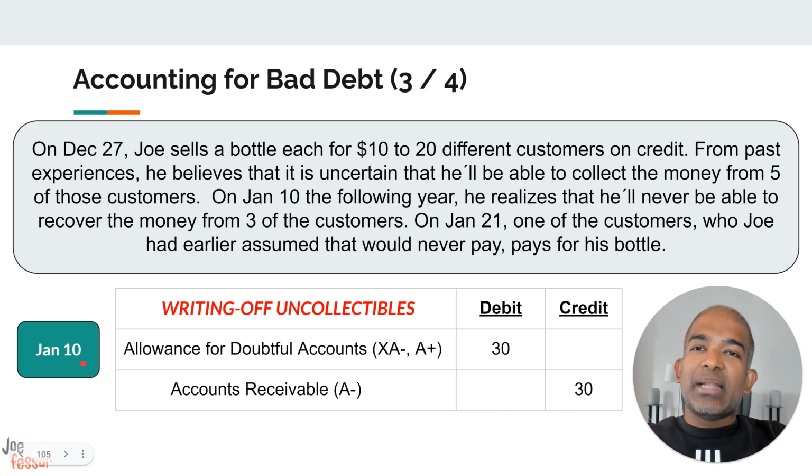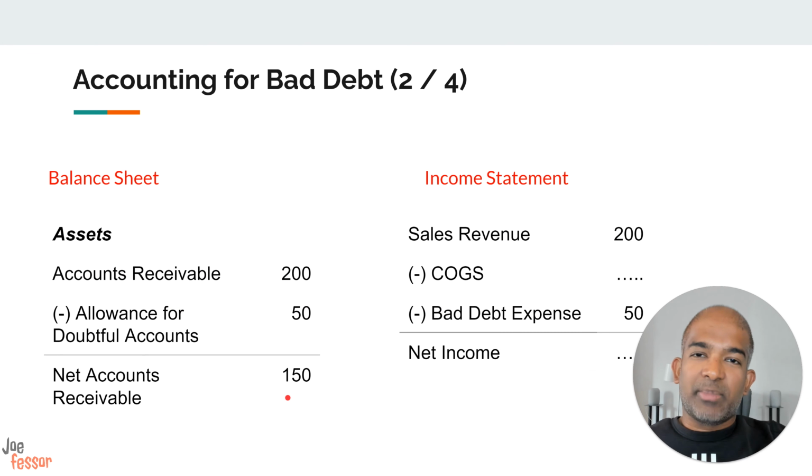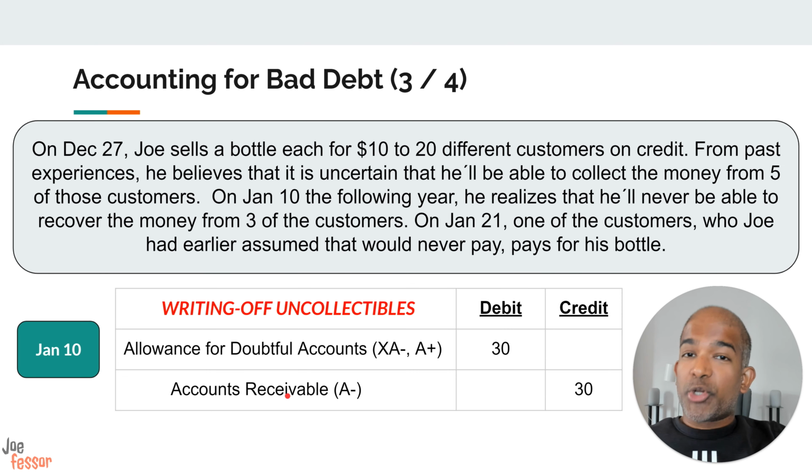So how do we write off something that is definitely uncollectible? In the previous step, when we had an estimation, we created this allowance account to take care of that estimation. Now we know for sure that 3 of the customers may not be able to pay us. 3 customers, which is $30.